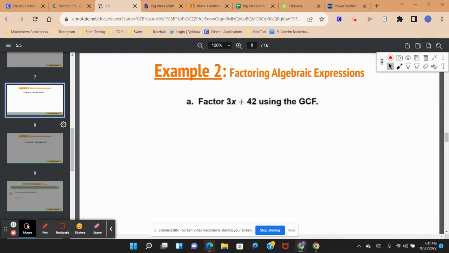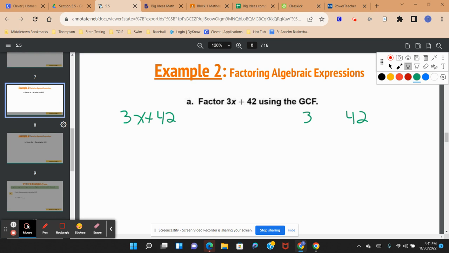This is example 2. So we're going to work with factoring 3x plus 42 using the GCF. So the first thing you're going to do is write 3x plus 42. And then we're going to find our GCF of 3 and 42.